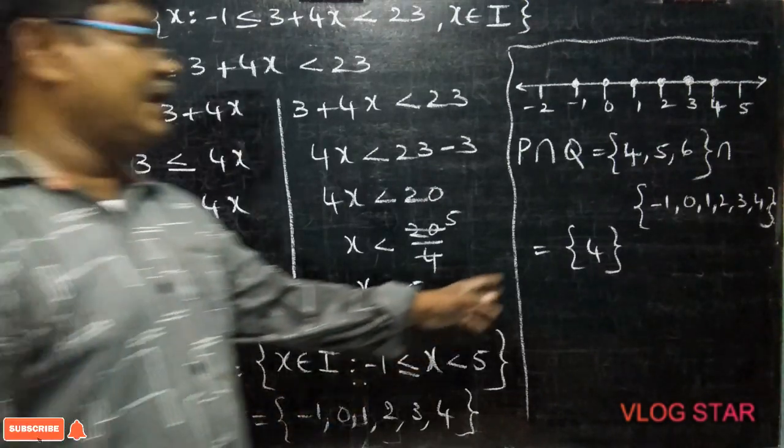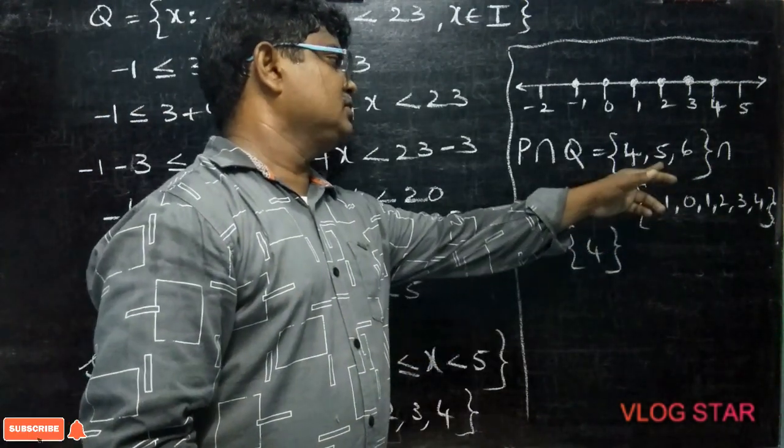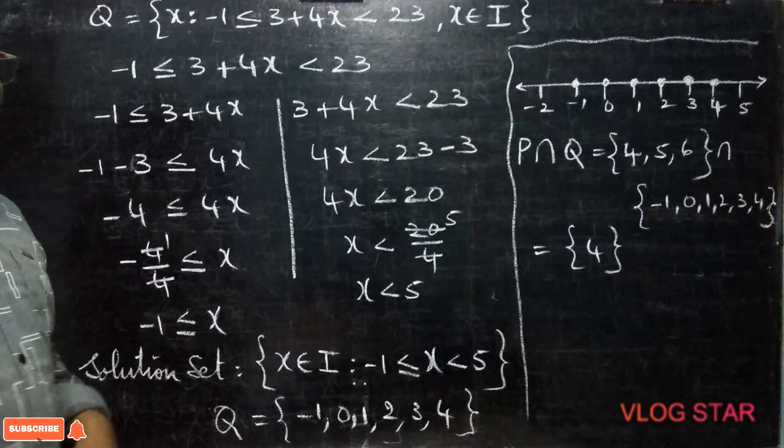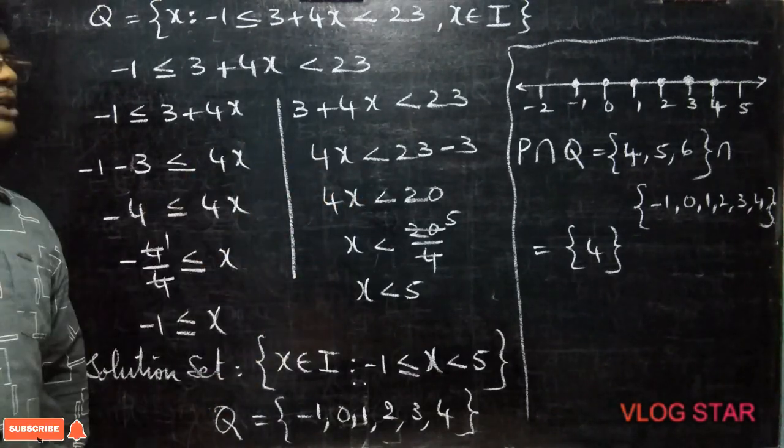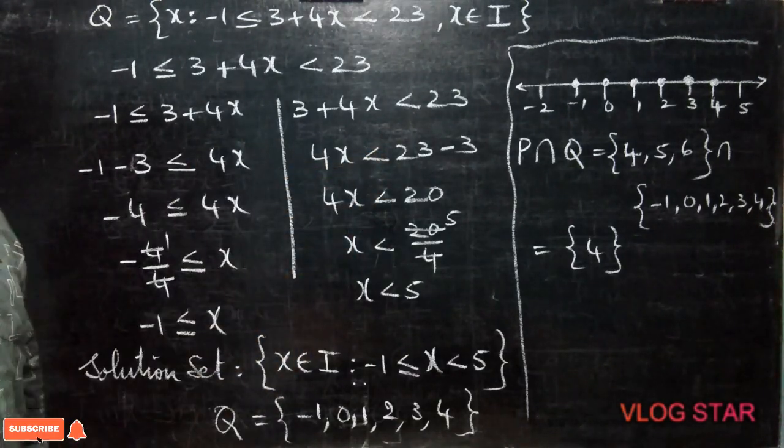If they ask union, write all from minus 1 to 6. Here they ask only intersection. 4 is repeated. 4 belongs to both the sets P and Q.